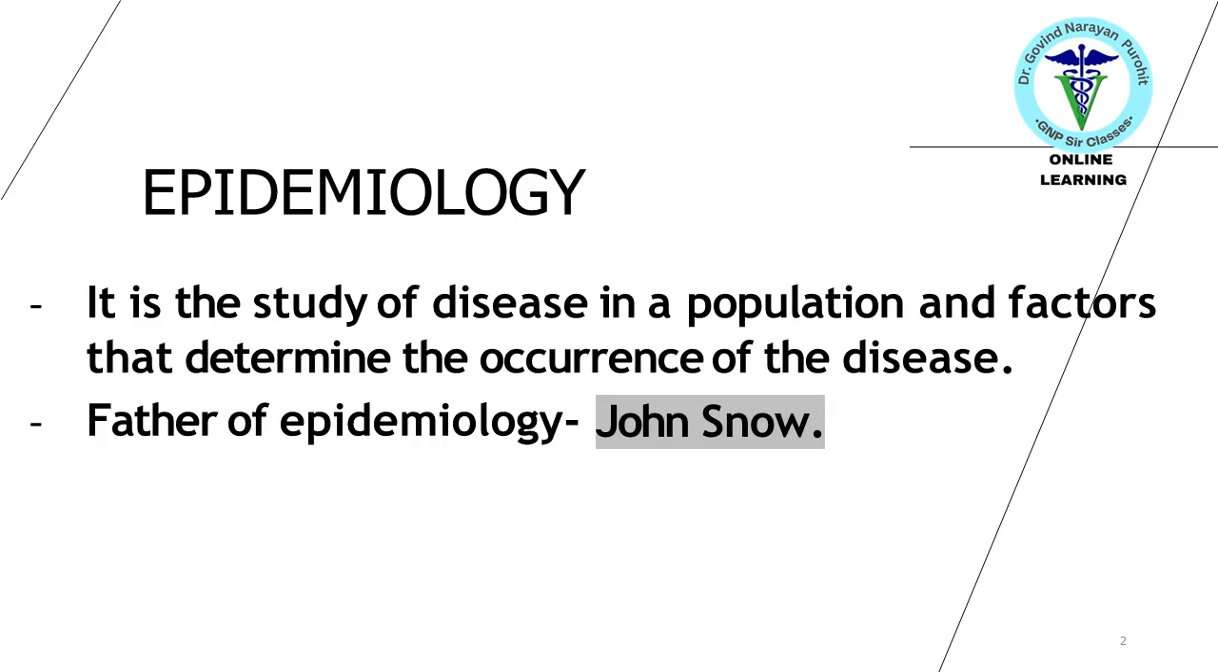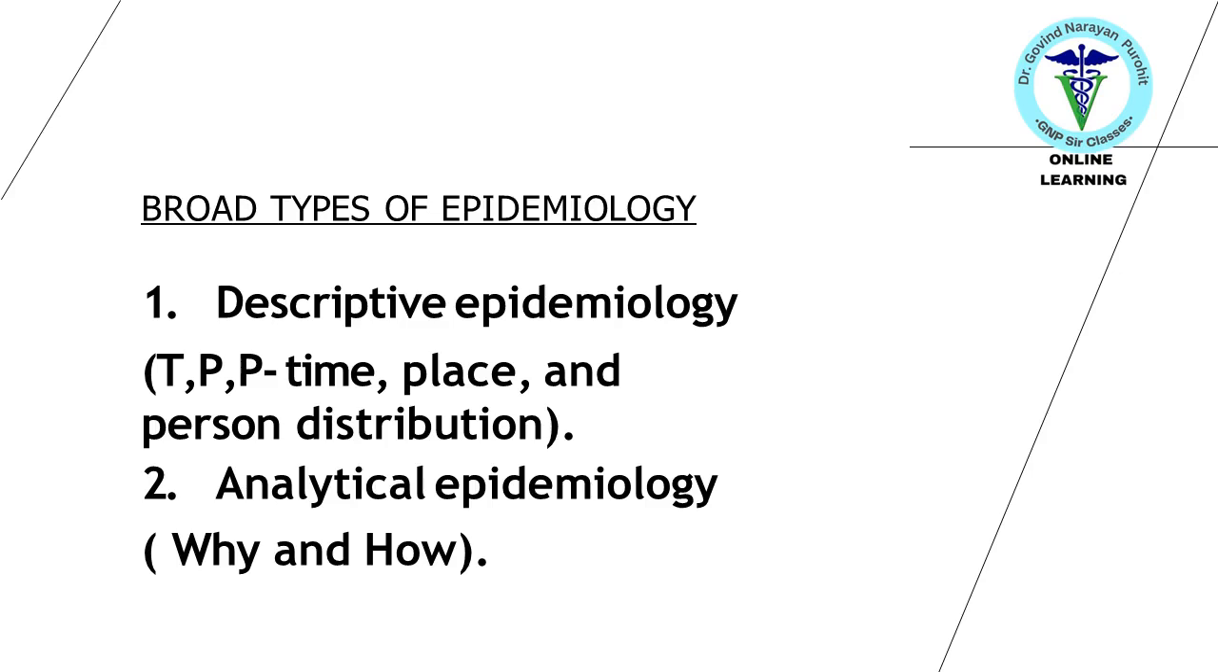Epidemiology is the study of disease in a population and factors that determine the occurrence of the disease. John Snow is considered to be the father of epidemiology. The two broad types of epidemiology are: 1. Descriptive epidemiology, TPP: time, place, and person distribution. 2. Analytical epidemiology: why and how.